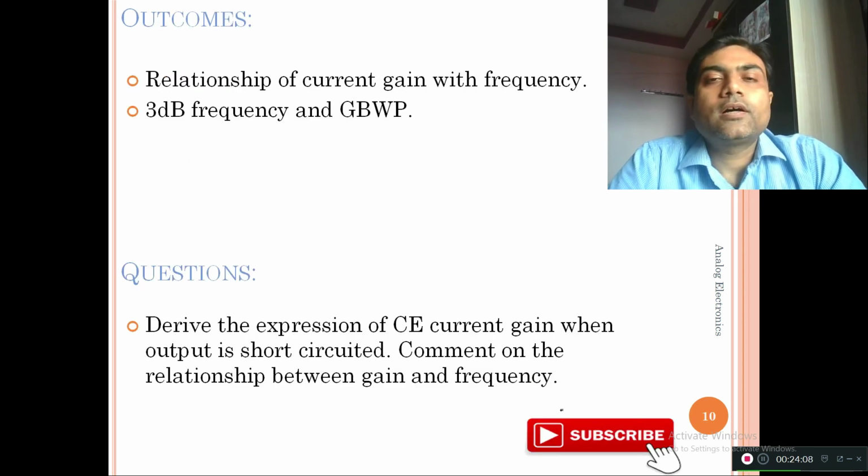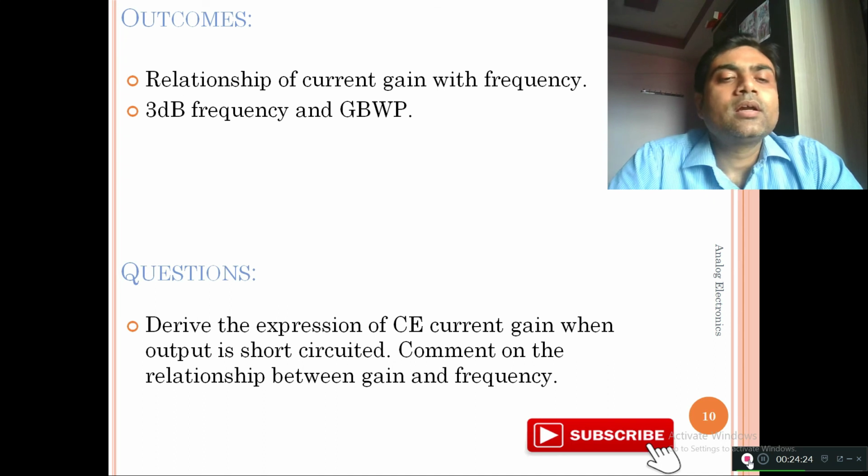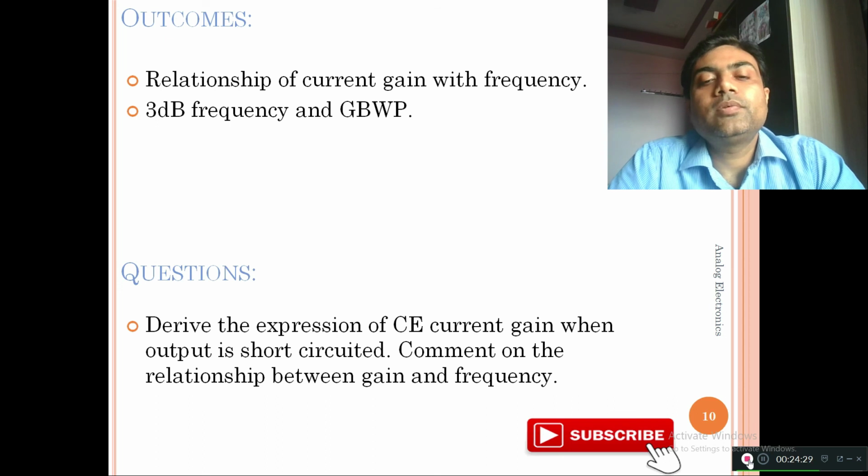So this is the outcome of today's lecture. We have discussed the relationship between the current gain and frequency in detail. We have derived the 3 dB frequency term and also the gain bandwidth product. Questions you can expect from this portion are: derive the expression of the common emitter current gain when the output is short circuited, and comment on the relationship between gain and frequency. You can also be asked to give the gain bandwidth product relation, what the gain bandwidth product is, how the 3 dB frequency is calculated, and so on. You can follow these steps and easily give the answers.